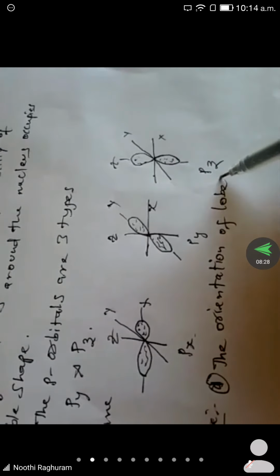The orientation of lobes are along the axis. So in the px, the lobes are along the x direction. Sir, shall we write in the notes? Notes only at the right continuation. No other time is accepted. By writing only, you can learn.